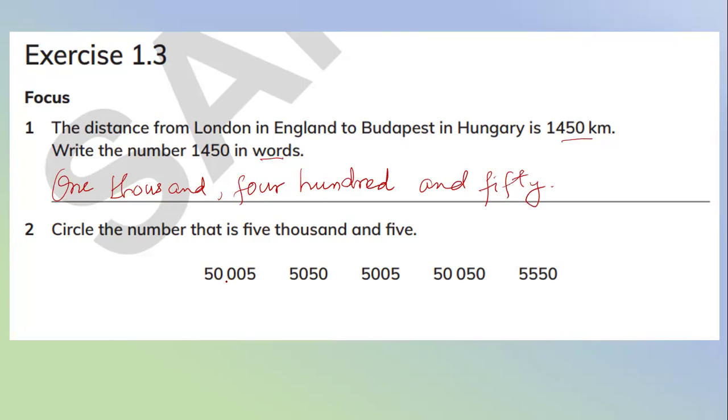5,005. Let's check. This is 50,000. 5,050. No, 5,005 is this one. This is 50,000. This is 500 and 5,550. Okay, the right answer is 5,005.